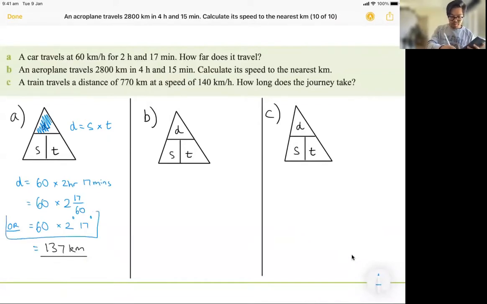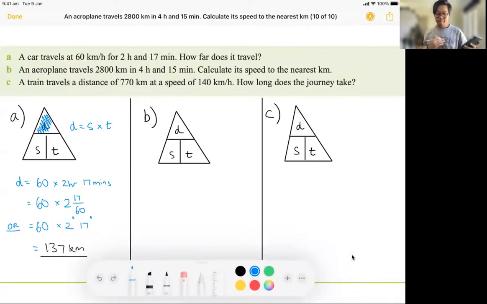So this one I'll keep as optional. Maybe I'll leave that there. I need to do that. So for question B here, let's take a look. It says an airplane travels 2,800 kilometers in 4 hours and 15 minutes. Now they've asked us to calculate the speed to the nearest kilometer.